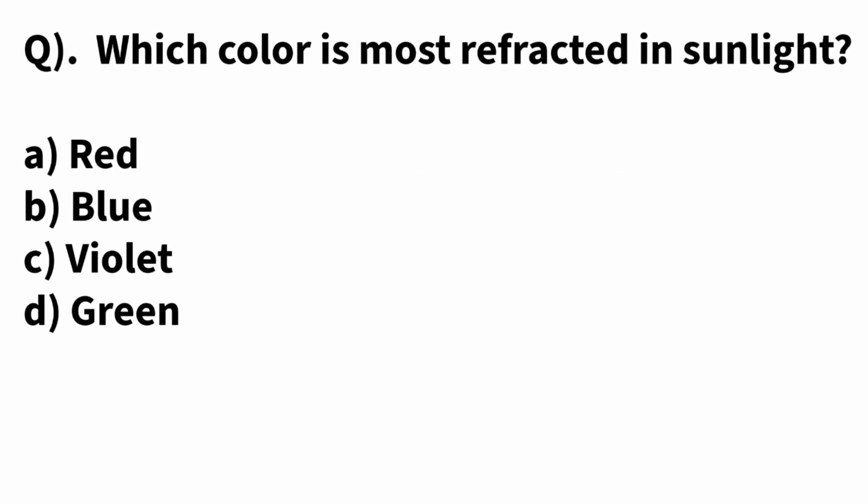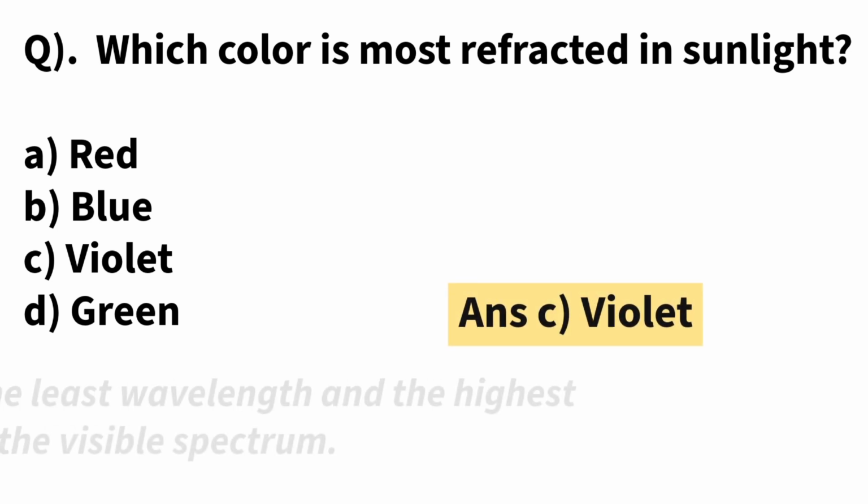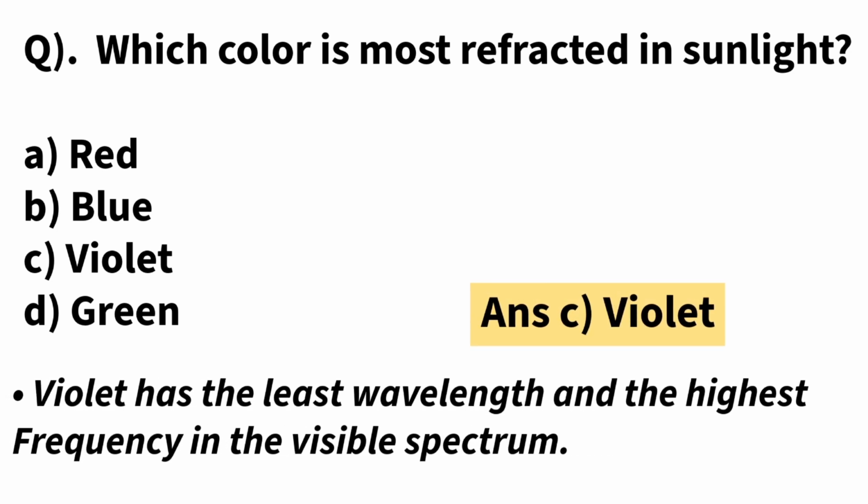Which color is refracted the most in sunlight? The answer is option C, violet color. Violet has the least wavelength and the highest frequency in the visible spectrum.